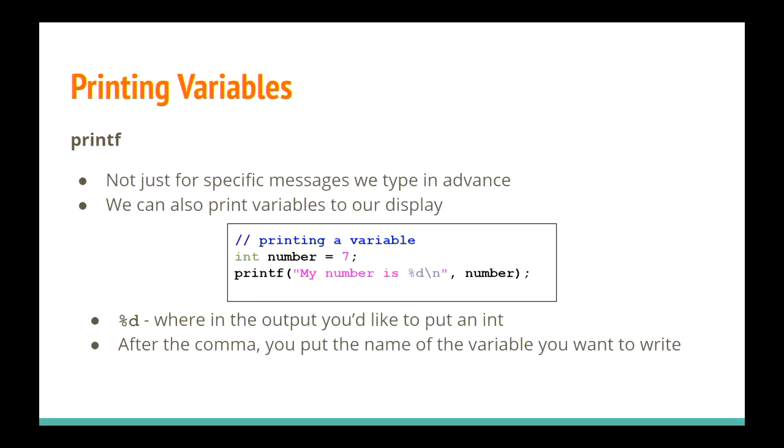So this example says, this %d is a symbol, and it says, this is where I want this number to be. So %d specifically says, I am going to print out a decimal integer, and our integers are decimal integers.